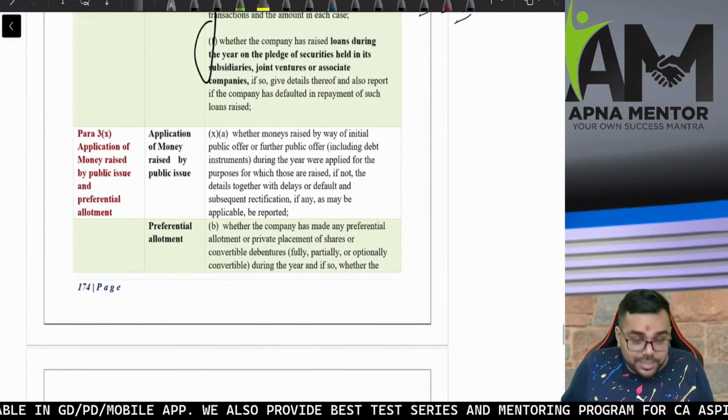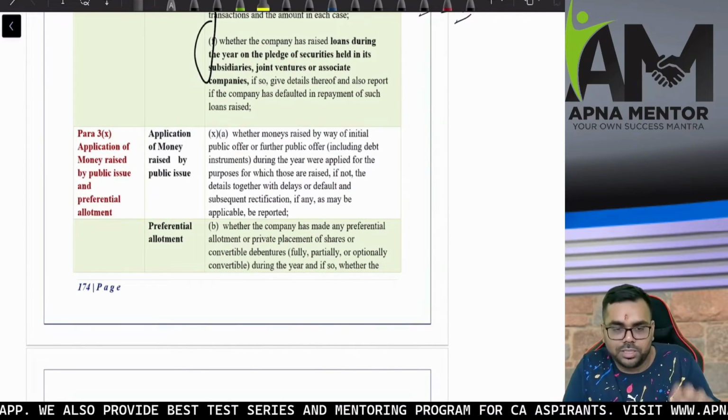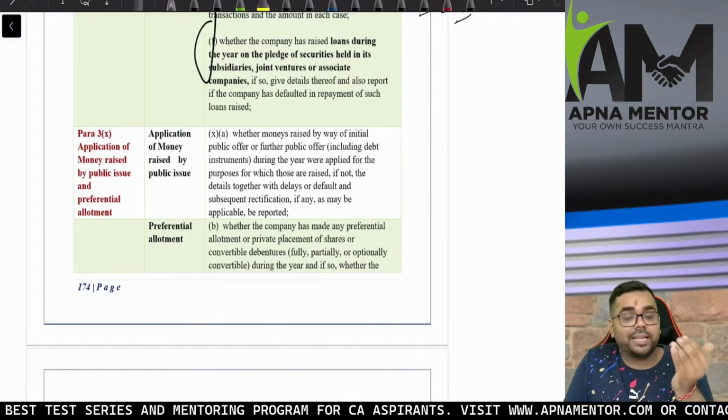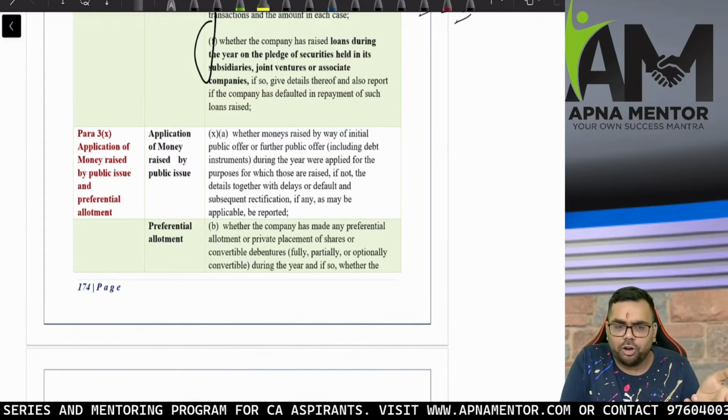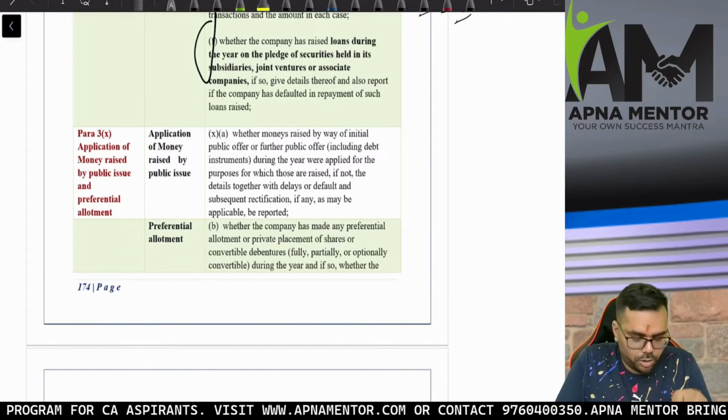Then we have clause number 10. I told you different forms of raising the money. One can be by way of loan, clause number 9. One can be by public deposit, clause number 5. And it can be by IPO, FPO, preferential allotment, private placement. So all those different modes. So clause number 10 talks about all those different modes.